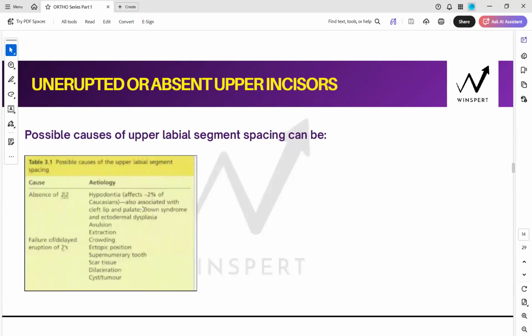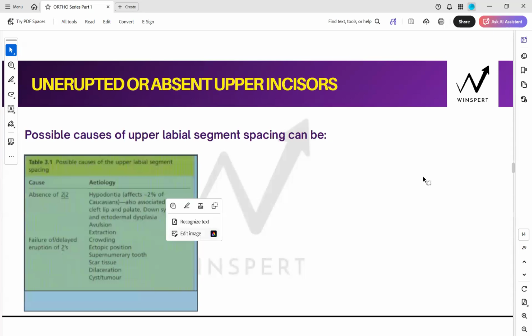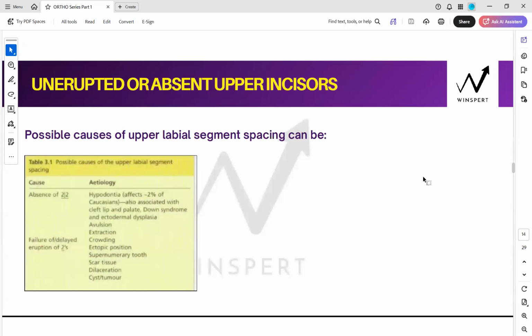There could be hypodontia, right? And also associated with cleft lip, cleft palate, Down syndrome, ectodermal dysplasia. Then it could have been avulsed or extracted, less likely, but hypodontia, a congenital agenesis, is more likely a cause. Another cause could be delayed eruption or impaction due to crowding, ectopic position, supernumerary teeth, scar tissue, dilaceration, cyst and tumor, which are less likely in the case of your lateral incisor. Do you all agree with that? Does it reiterate the concept? Does it strengthen the concept? Does it reinforce your concepts? Beautiful.